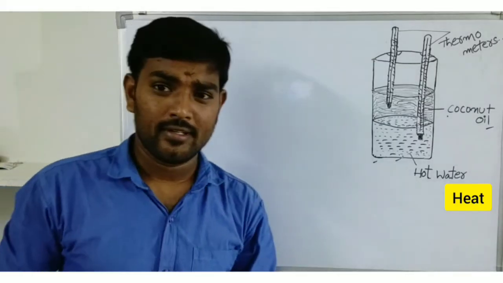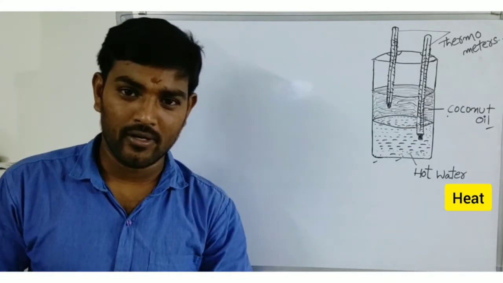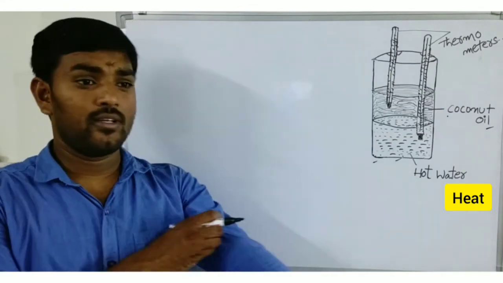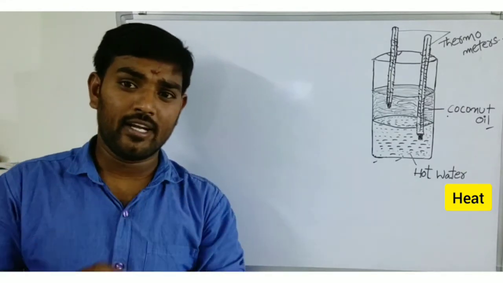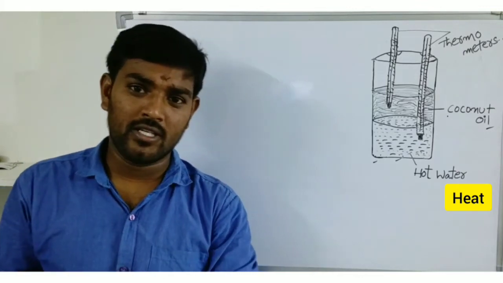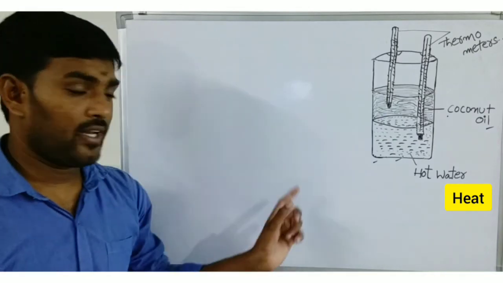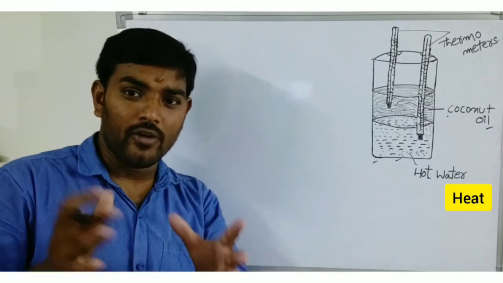So the relation between heat and temperature, thermal equilibrium and kinetic energy. Temperature determines the direction of heat flow. Heat is a form of energy. The heat flows from the hotter body to the colder body. So temperature determines the direction of heat flow.